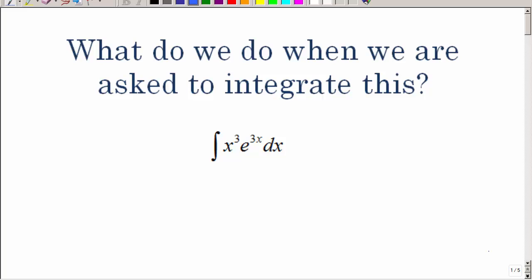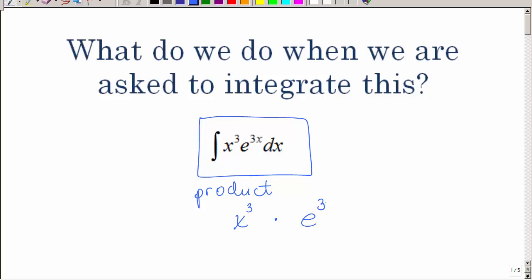We've looked at many different techniques of integration, but what do we do when we are asked to integrate a problem like this? U substitution does us no good because we just don't have du. But what we do have is a product of two functions: x cubed multiplied by e to the 3x. Well, we have a product rule for differentiation, but do we have a product rule for integration?